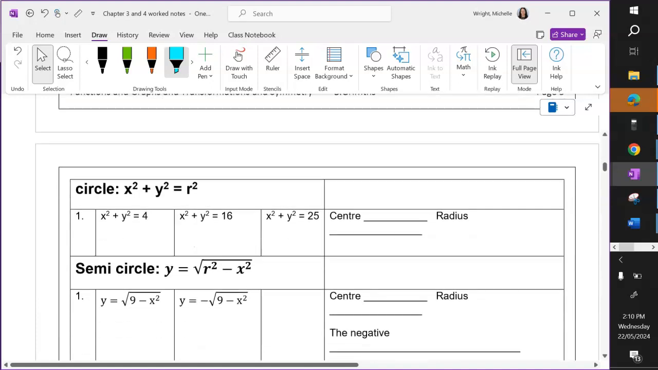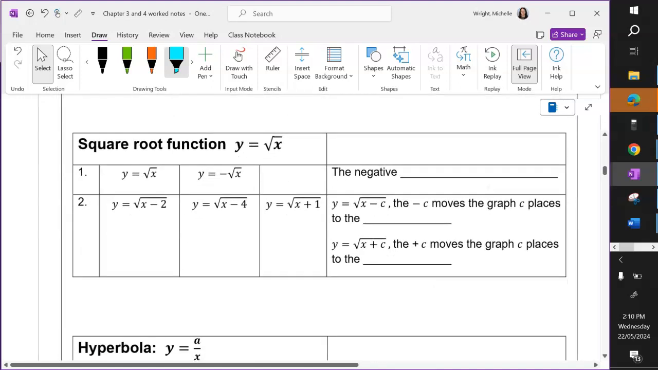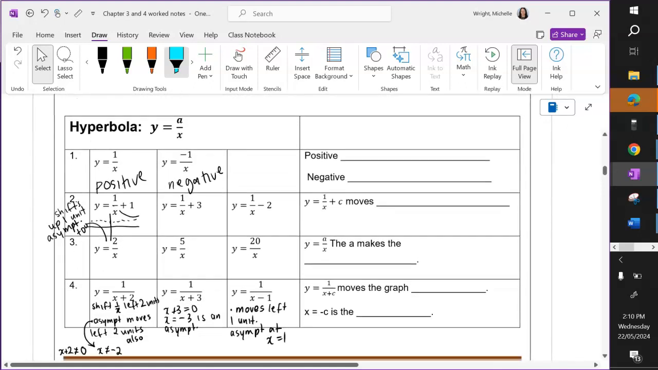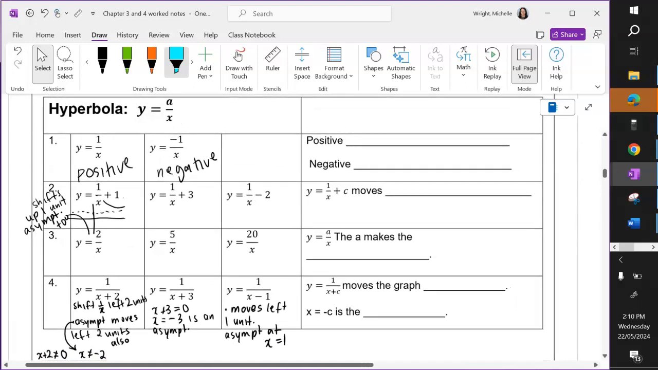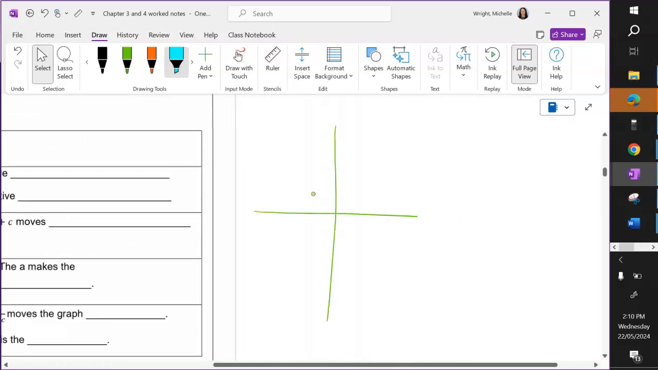What we can also do is look at circles and semicircles, but I'm going to go down and have a look at, and we can do square roots, the hyperbola next. Okay, so we need to know what our positive and negative hyperbolas look like. Now let's draw those.